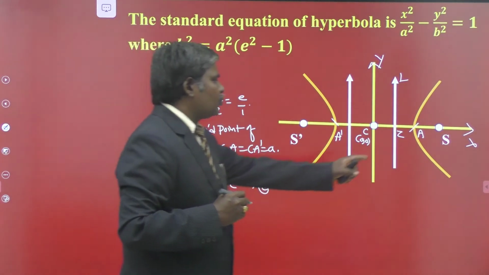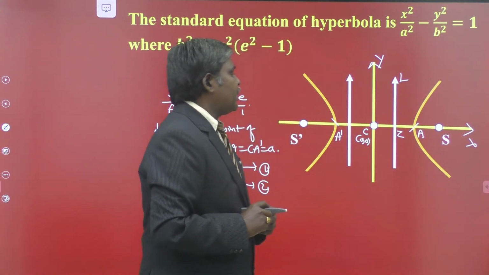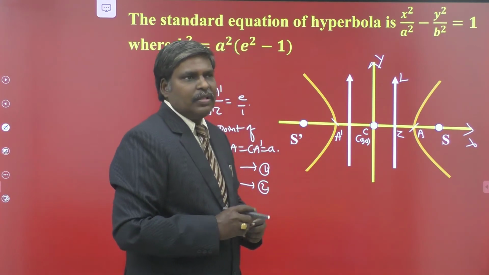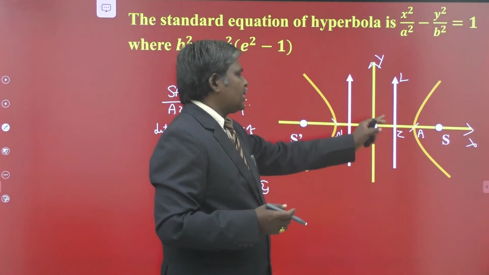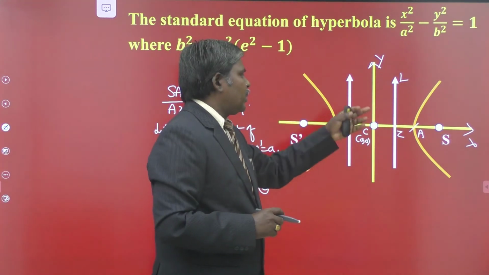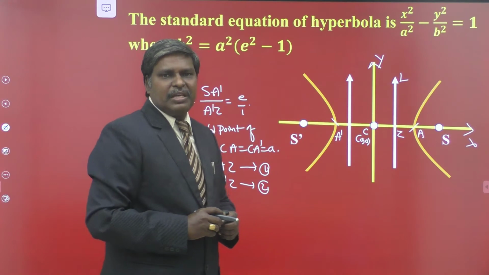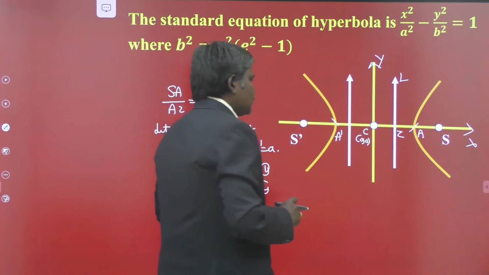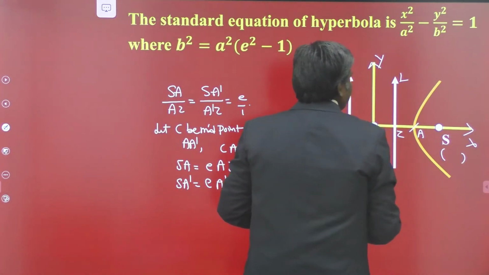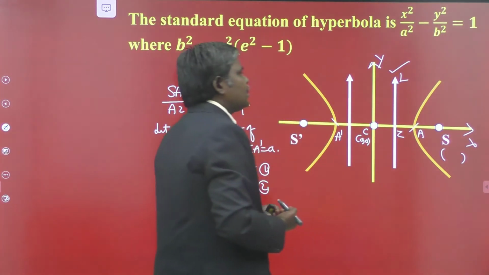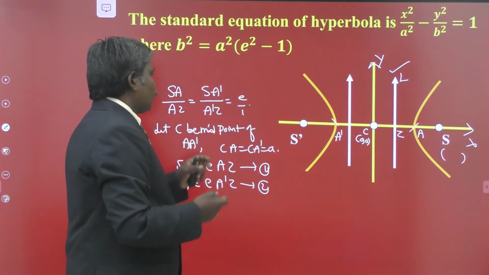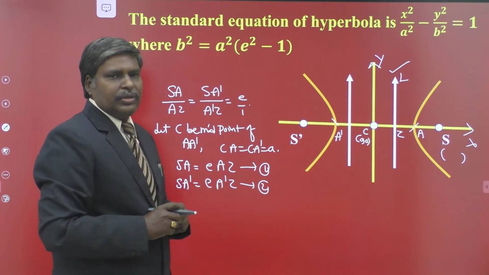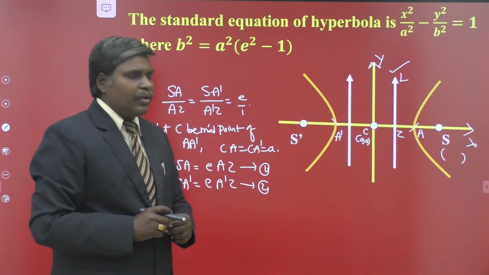Our target is to find the coordinates of the focus S and the equation of the directrix L. Then your job is over. Once you know the focus and directrix, you can take any point on the conic and apply the definition SP by PM is equal to E, and we obtain the equation. That is your intention. So on construction itself, you have to achieve the coordinates of focus S and the equation of directrix L. To achieve these two things, we have the conditions SA is equal to E into AZ and SA dash is equal to E into A dash Z.